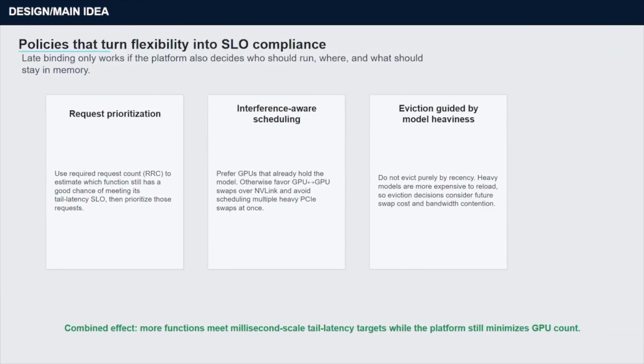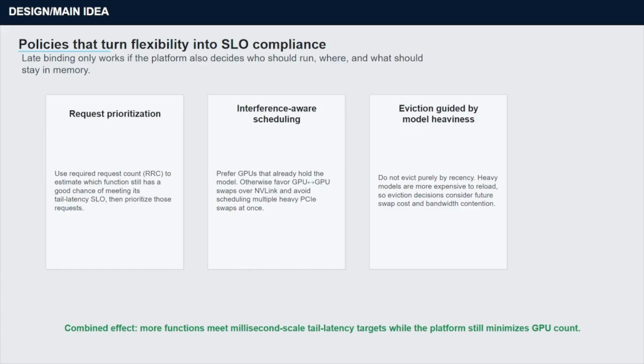Now, policies that turn flexibility into SLO compliance. Late binding only works if the platform also decides who should run where and what stays in memory. First, request prioritization happens, which uses the user-required request count to estimate which function still has a good chance of meeting its tail latency SLO. Then it prioritizes those requests.